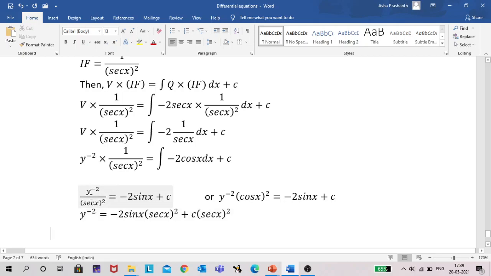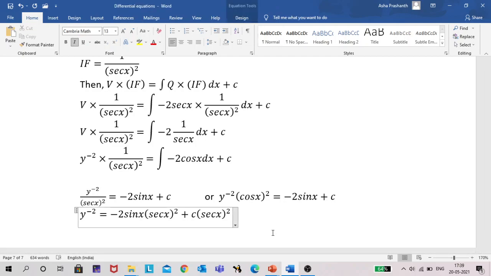So I am substituting the value of v, which is y to the power of minus 2. If you want to take the secant square x to this side, you can: y to the power of minus 2 equals minus 2 sin x secant square x plus c into secant square x. Or else we can write y square cos square x is equal to minus 2 sin x plus some integral constant, since 1 over secant square is cos square x. Anything is correct; this is also correct and this is also correct. This is the solution for the given problem.